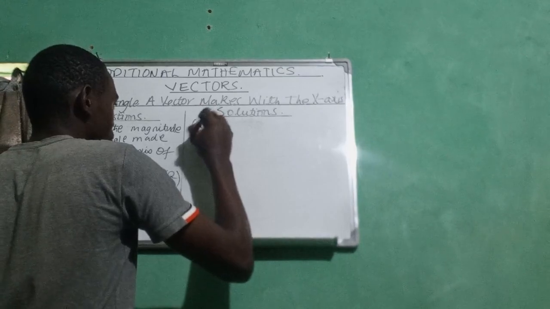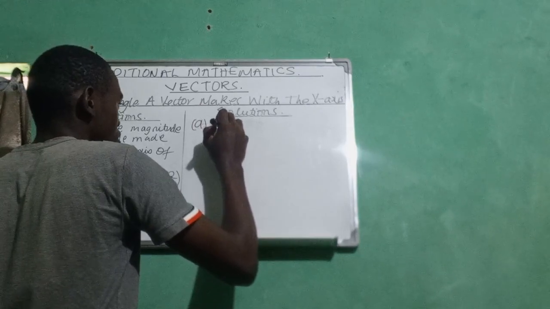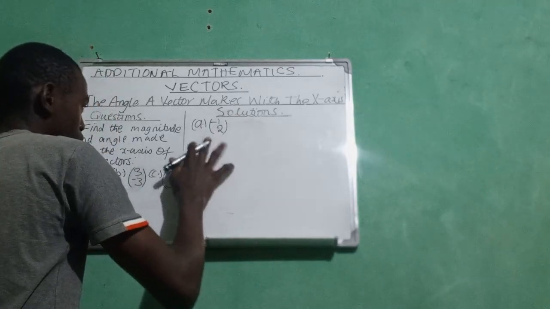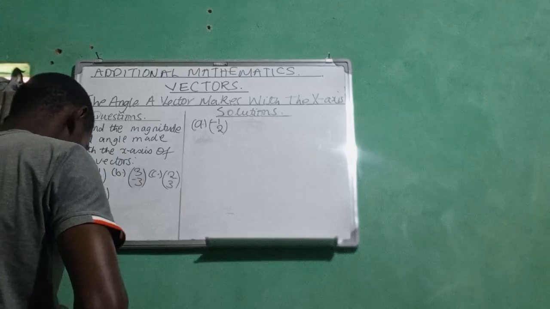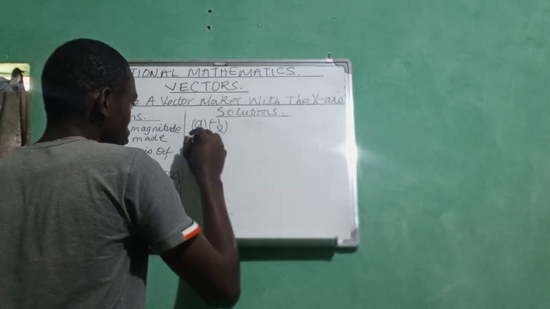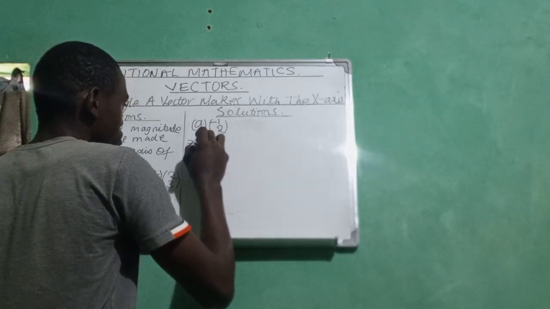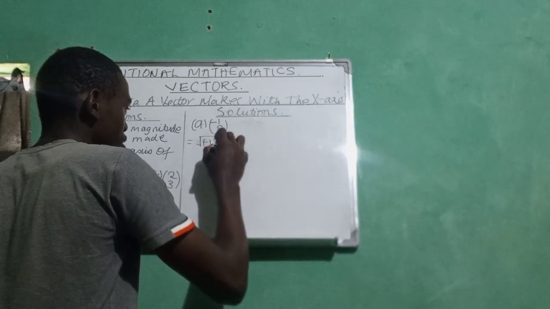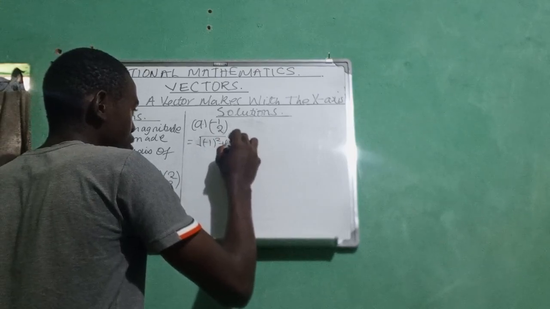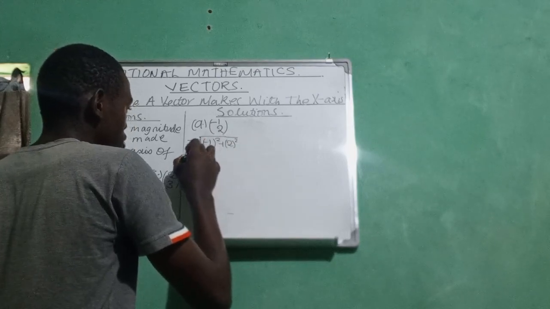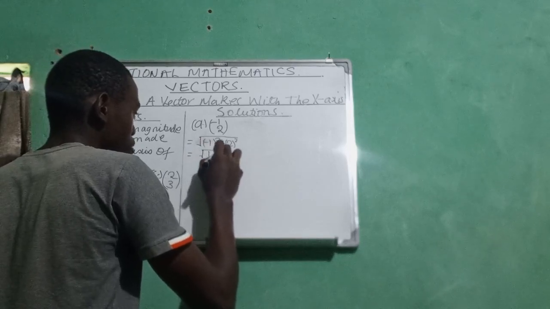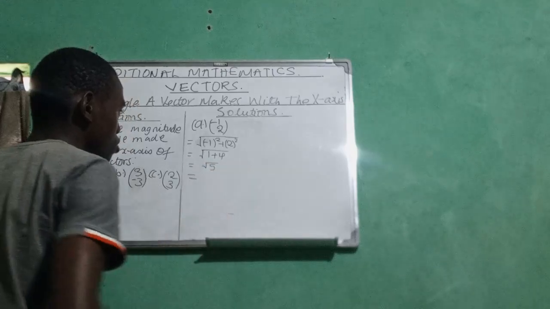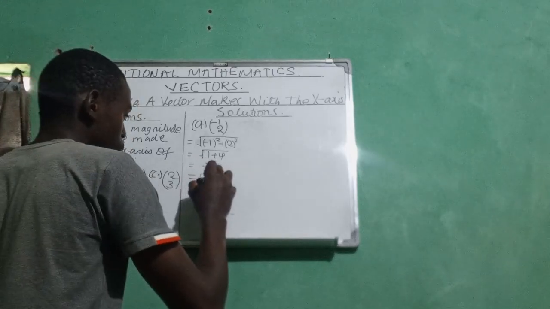So we have A, which is (-1, 2). To find the magnitude, we are going to take the square root of the x component squared plus the y component squared. So this would be equal to the square root of (-1), which has to be put in brackets since it's negative, squared, plus 2 squared. This is equal to the square root of 1 plus 4, the square root of 5. So therefore the magnitude would be equal to 2.24.